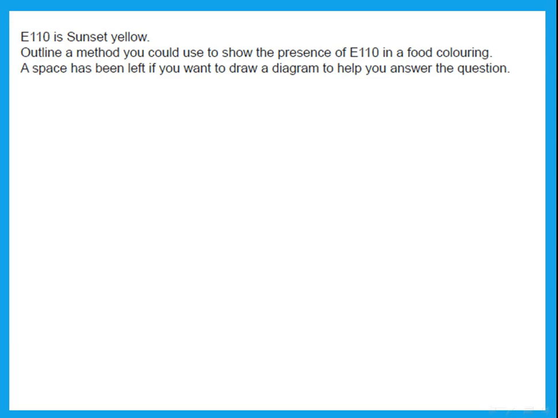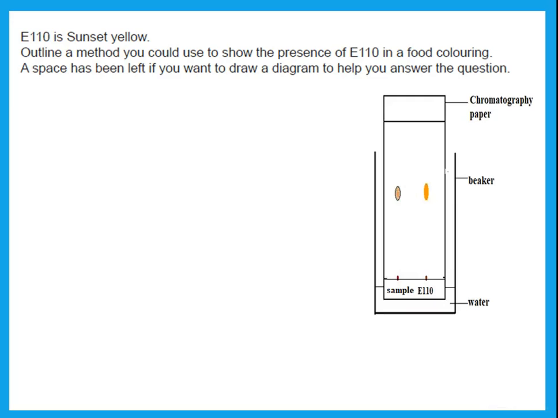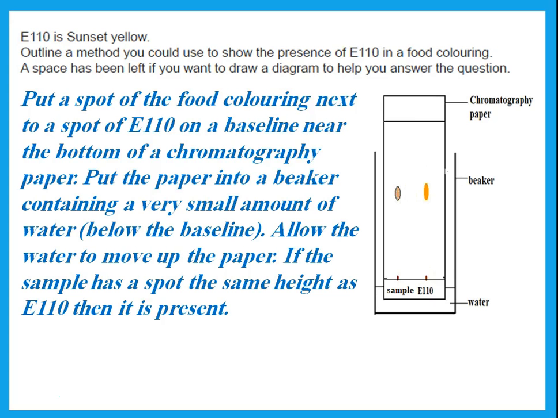Now, this is a question. E110 is sunset yellow. Outline a method you could use to show the presence of E110 in a food coloring. So you have a sample of food coloring and you want to know if it has E110 or not. So what you do is you put a spot of the sample next to a spot of the E110 on the baseline near the bottom of a chromatography paper. Put the paper in a beaker containing a very small amount of what?